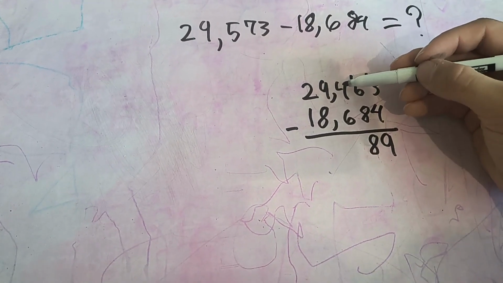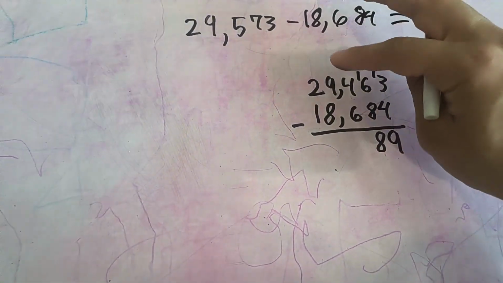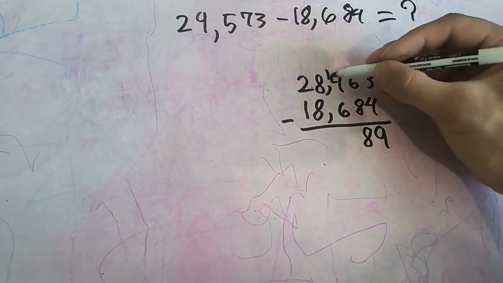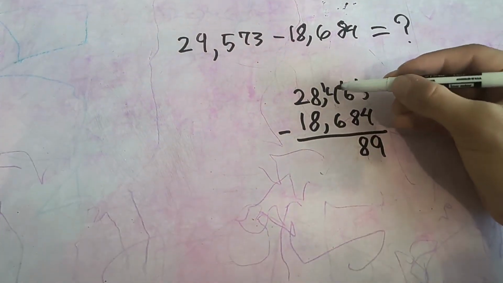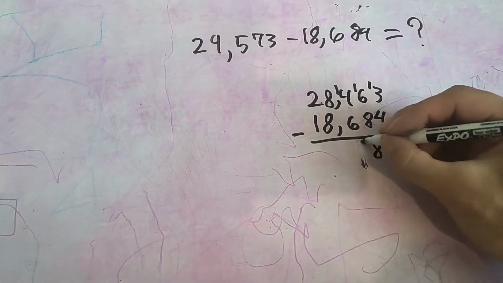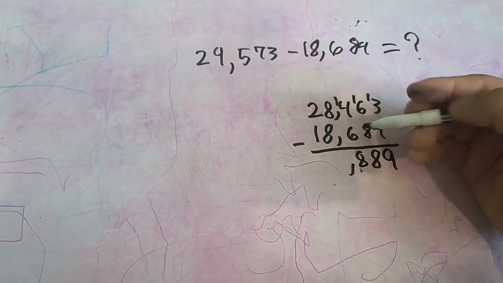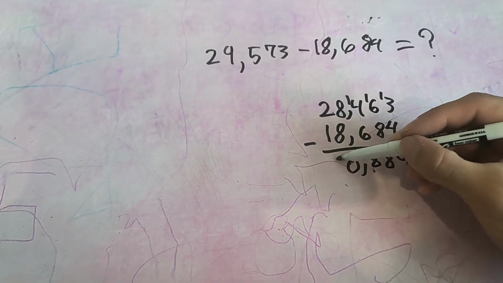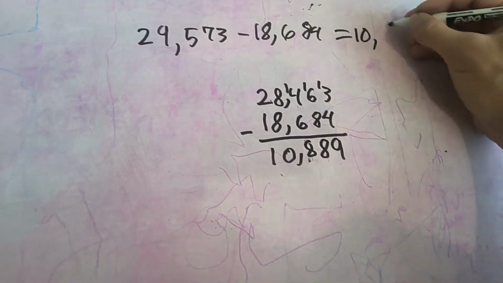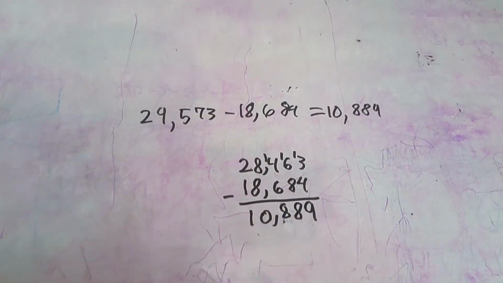And then we do 4 minus 6. Well, what do we do? 4 is smaller than 6, so we can't do that. So then we take 1 from right here. This becomes an 8. This becomes a 14. So then 14 minus 6, which is just 8. And then we write a little comma. And then 8 minus 8, which is just 0. And then 2 minus 1, which is just 1. And that's our answer: 10,889.